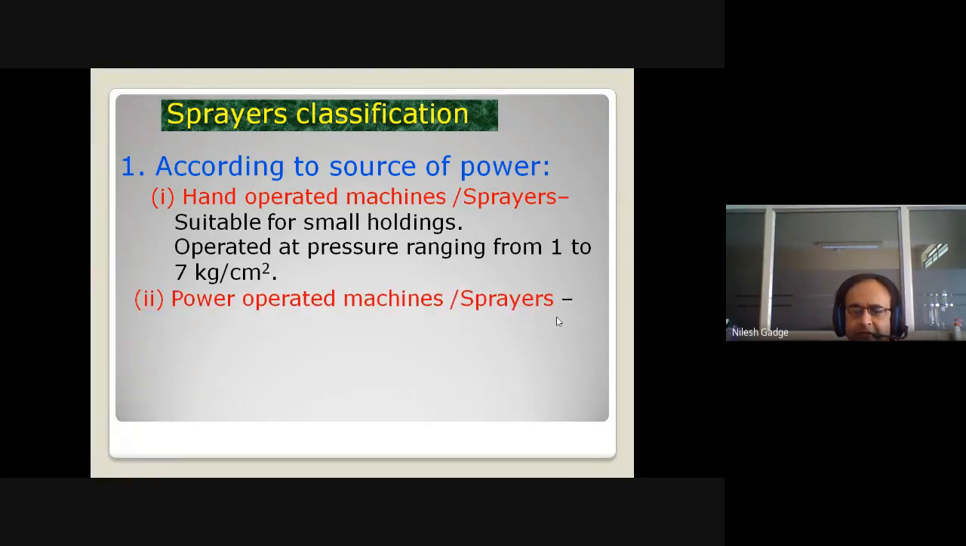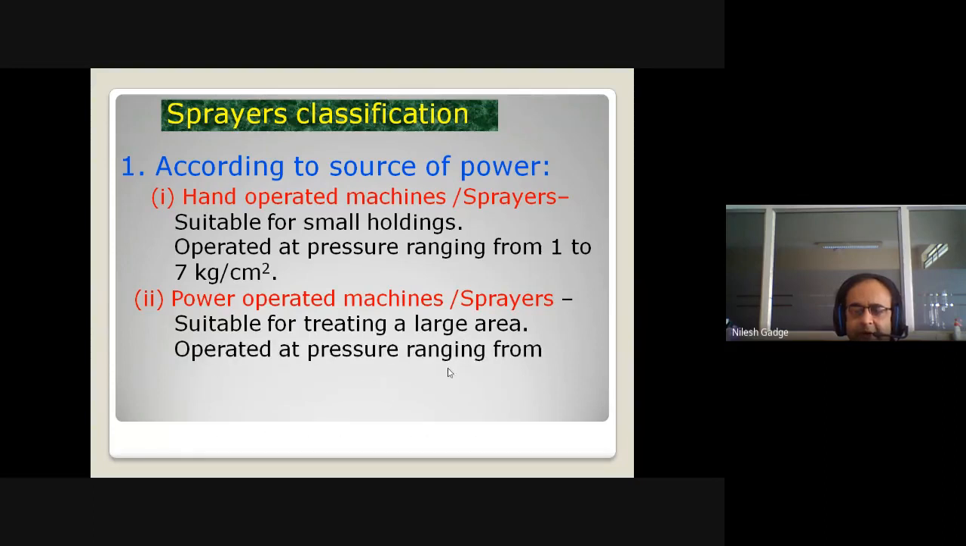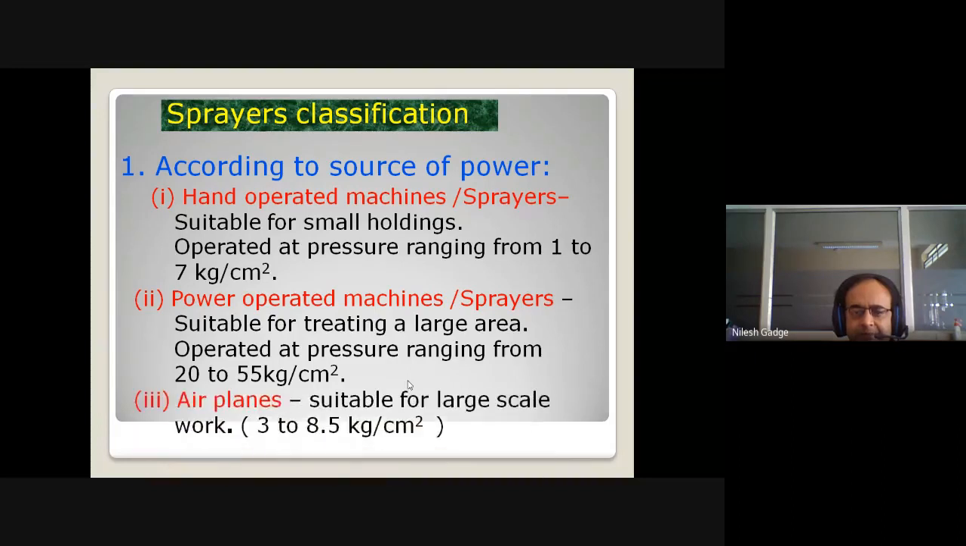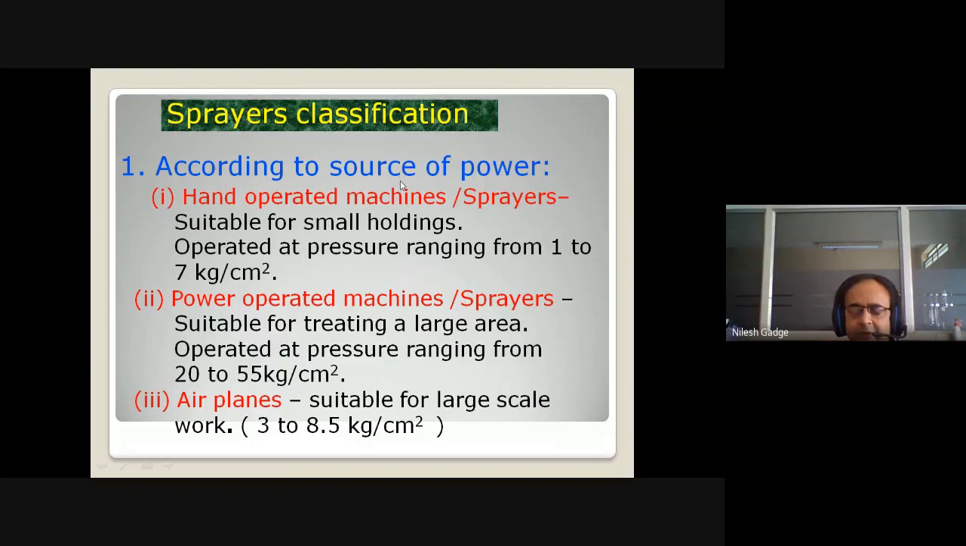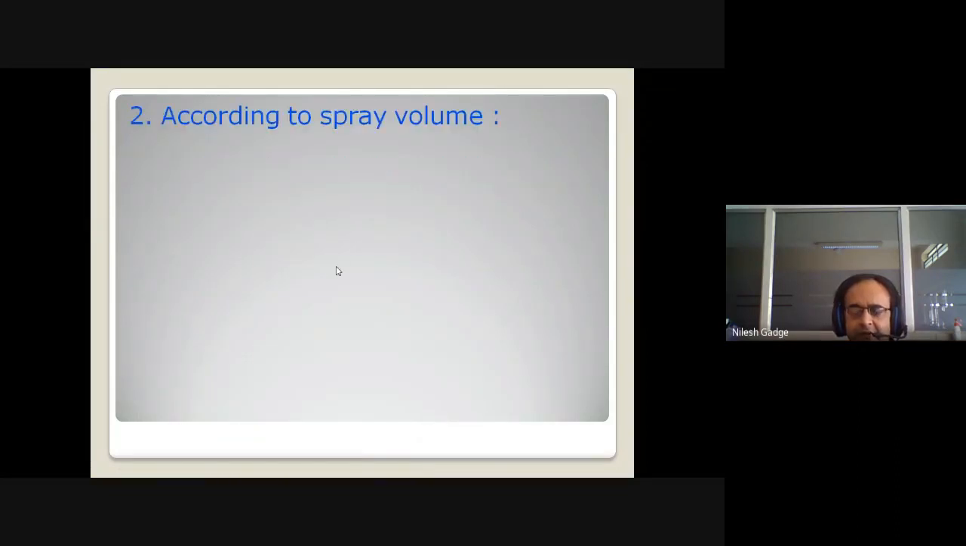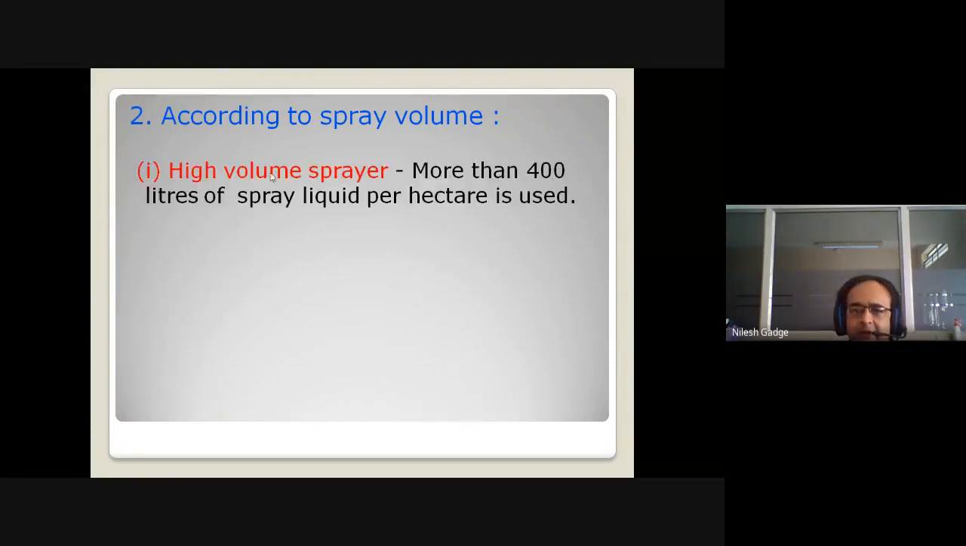Then power operated sprayers are suitable for spraying a large area, operated at pressure ranging from 20 to 55 kg per square centimeter. You should remember all these things in the sprayer classification. Then airplanes are suitable for large scale work, and the pressure developed is 3 to 8.5 kg per square centimeter. Now the first classification is according to the source of power, and the second classification is according to spray volume. So according to spray volume, we have the high volume sprayer.